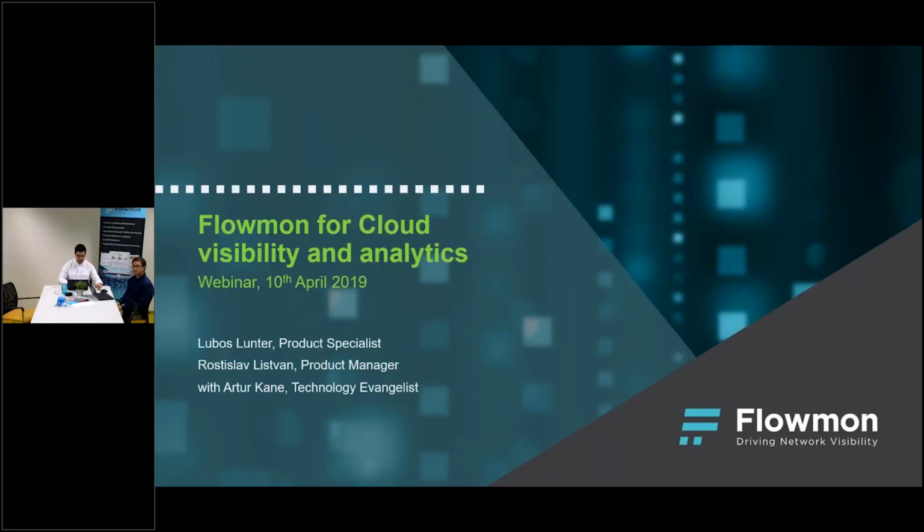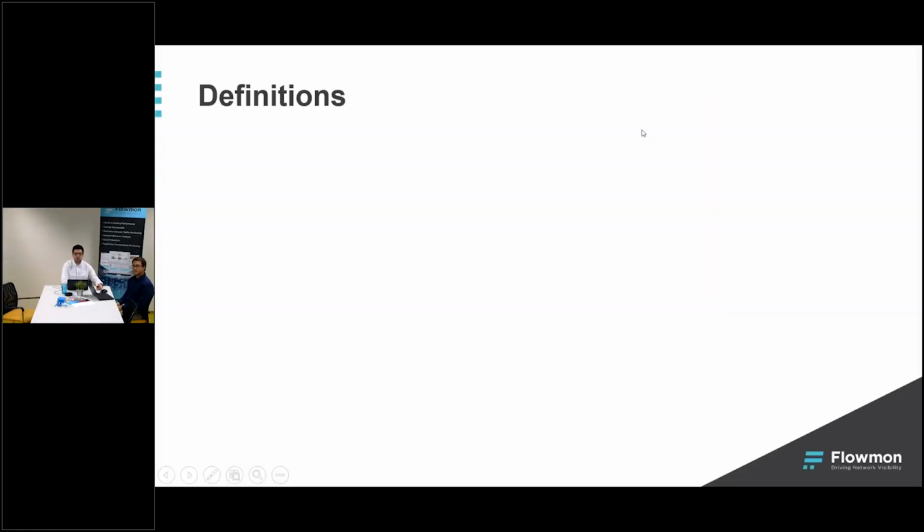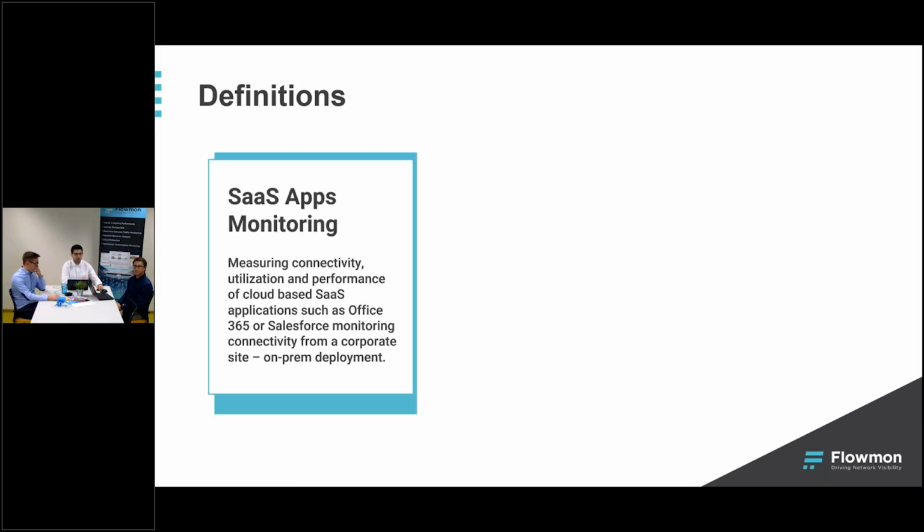All right, so to start off, let's go through a few definitions so that we can all align and understand each other on some words that we'll be referring to. First is monitoring of SaaS applications. In this use case, we're talking about measuring connectivity, bandwidth, and capacity between the corporate side and third-party cloud-hosted applications.